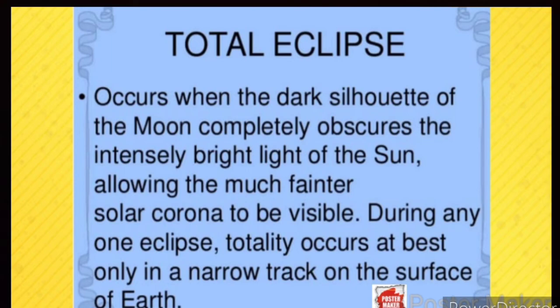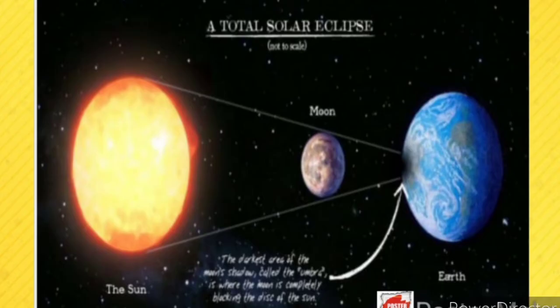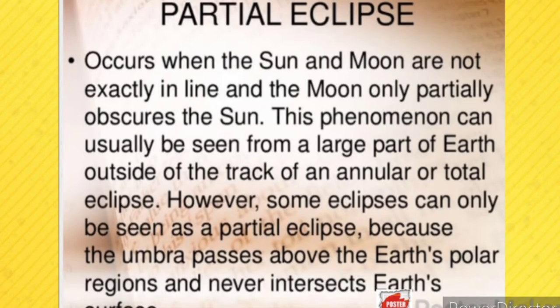Now in the diagram, we are seeing here a total solar eclipse in which the moon is completely in front of the sun and there is no ray of the sun reaching the earth. So there is a complete shadow of the moon formed on the earth and the sun is not at all visible. Next we have the partial eclipse.